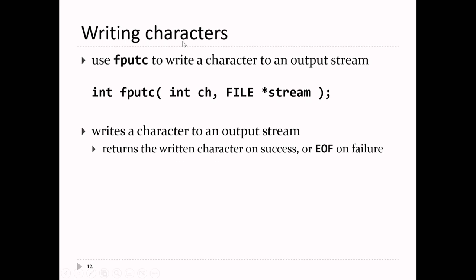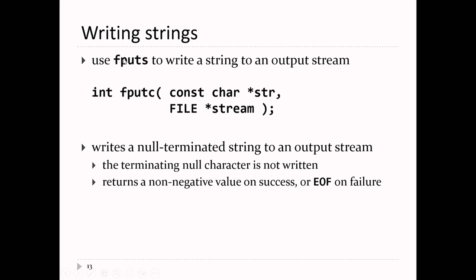Okay, writing characters. So if you want to write a single character to a file, you can use fputc. So fputc writes the character ch to the file stream. Returns the number of written characters on success or EOF on failure. And the companion function fputs will write a string to a file.